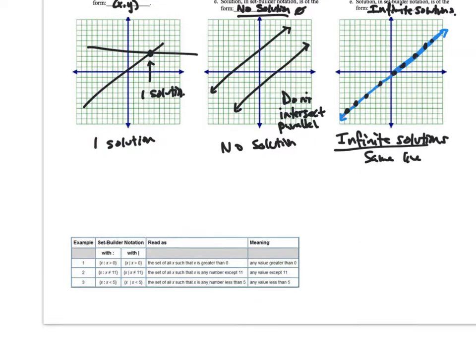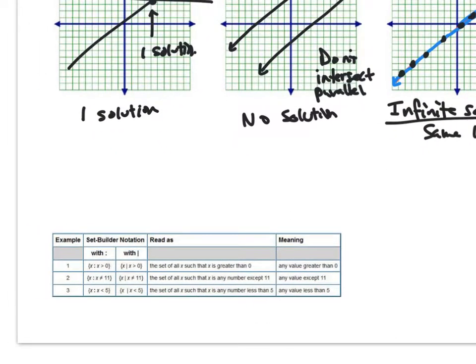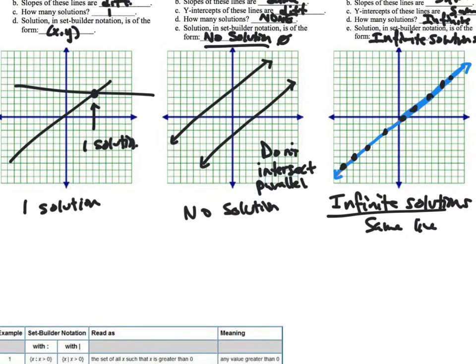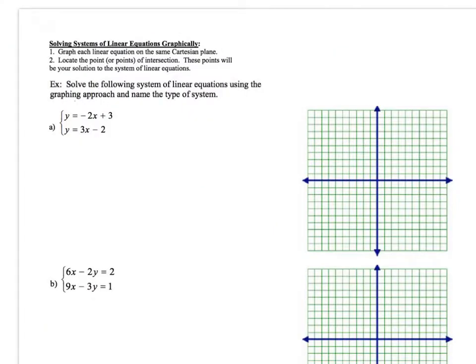Okay, and here's a little bit of stuff about set builder notation, and we'll talk about this more as we get into domains and stuff like that. So let's go ahead and move on to the next page. All right, so let's go over some examples of what this is going to look like.